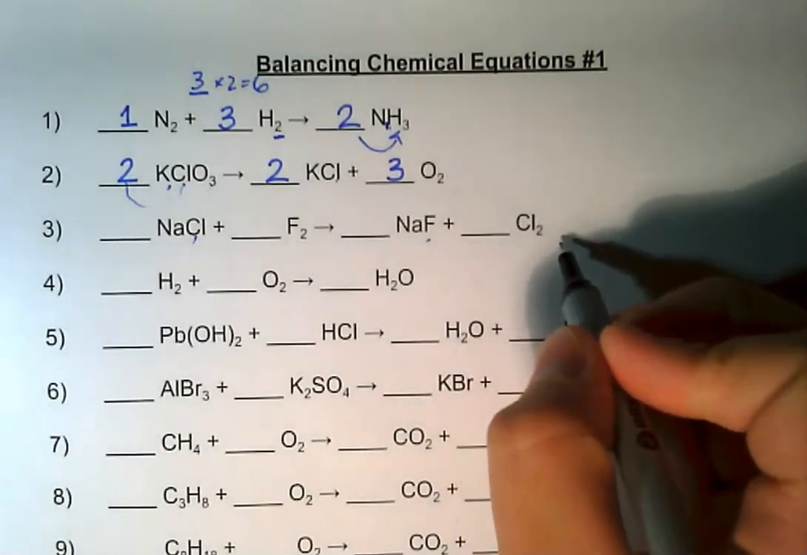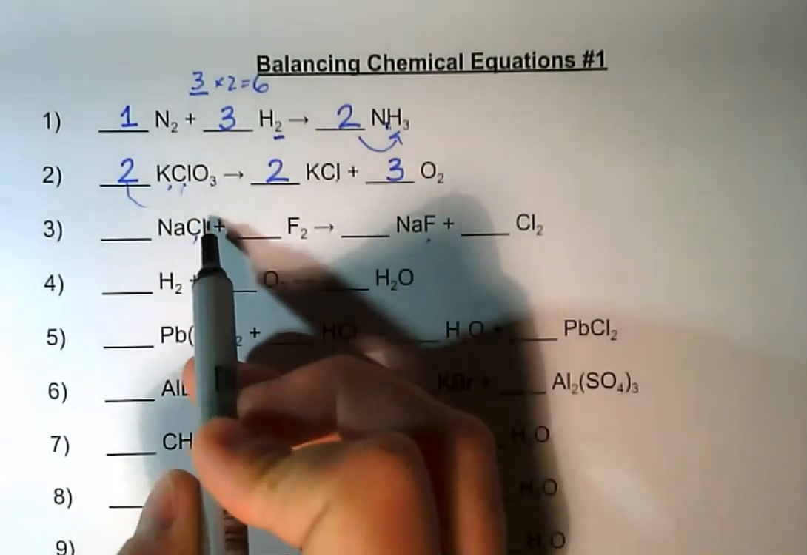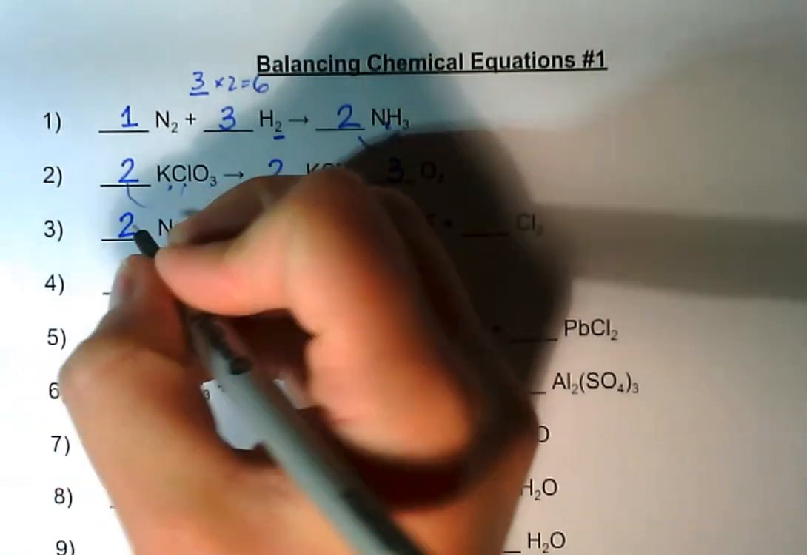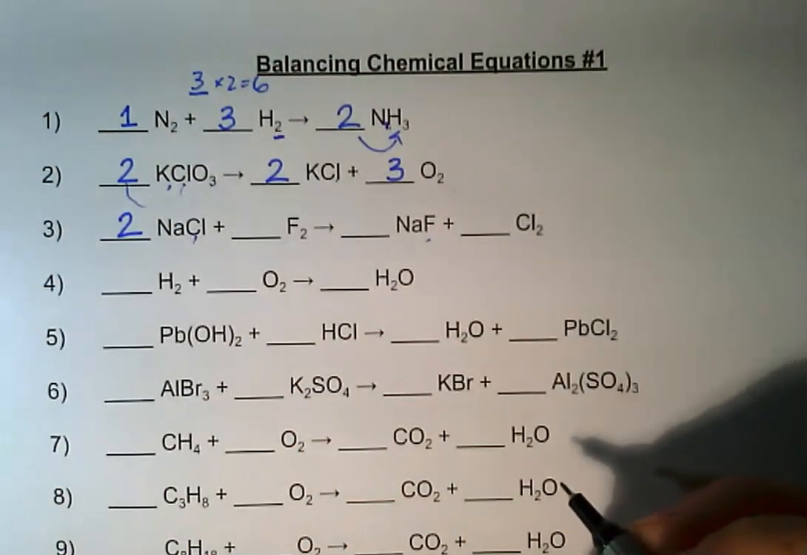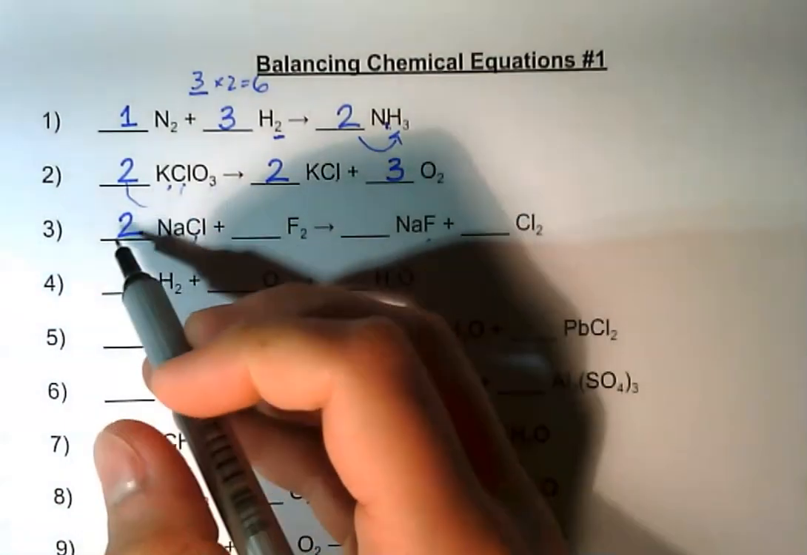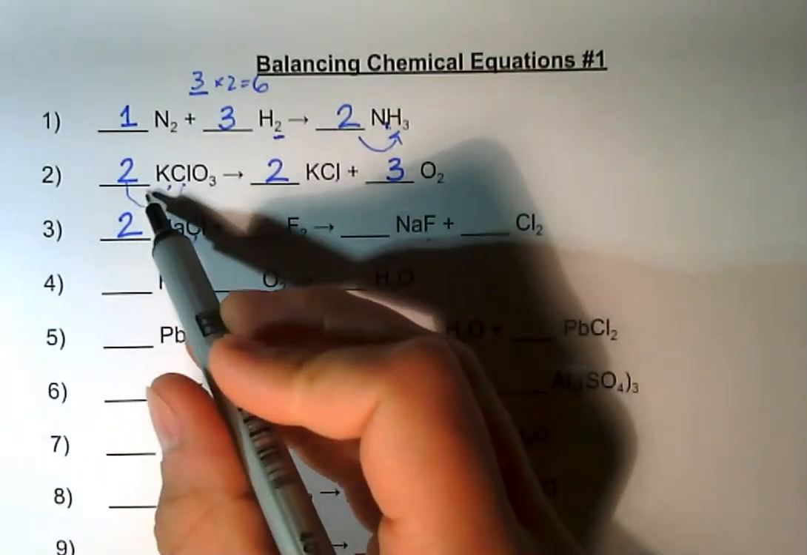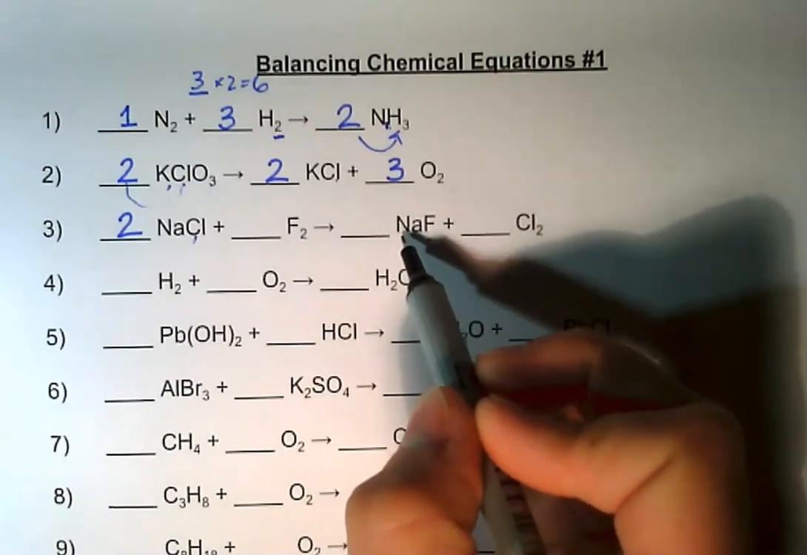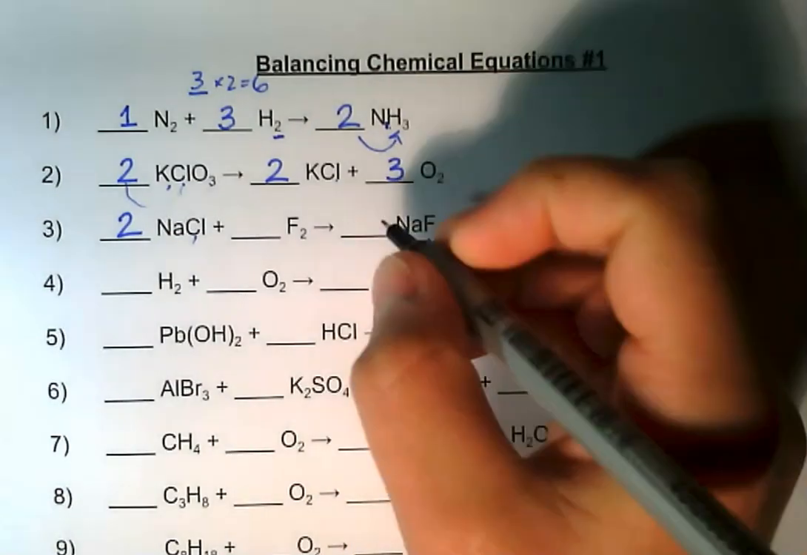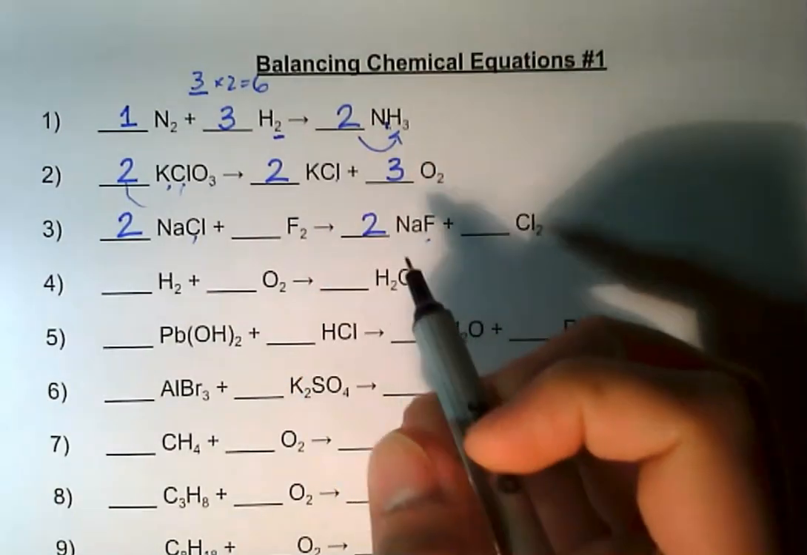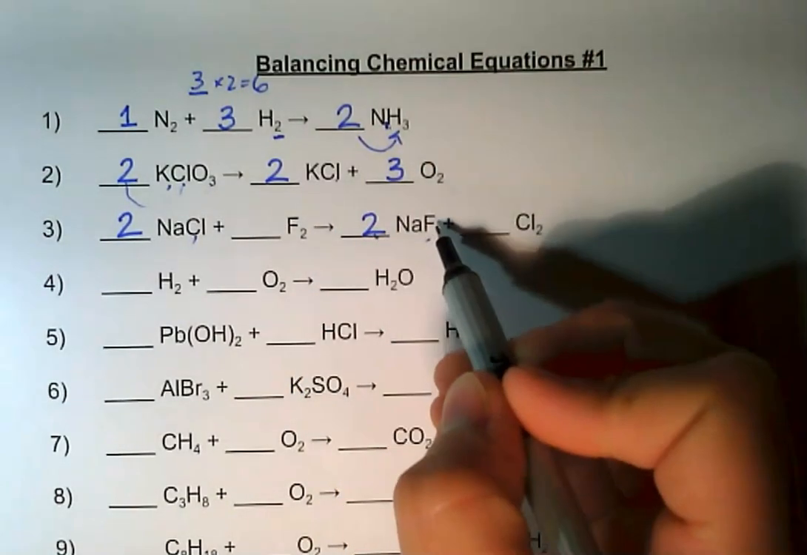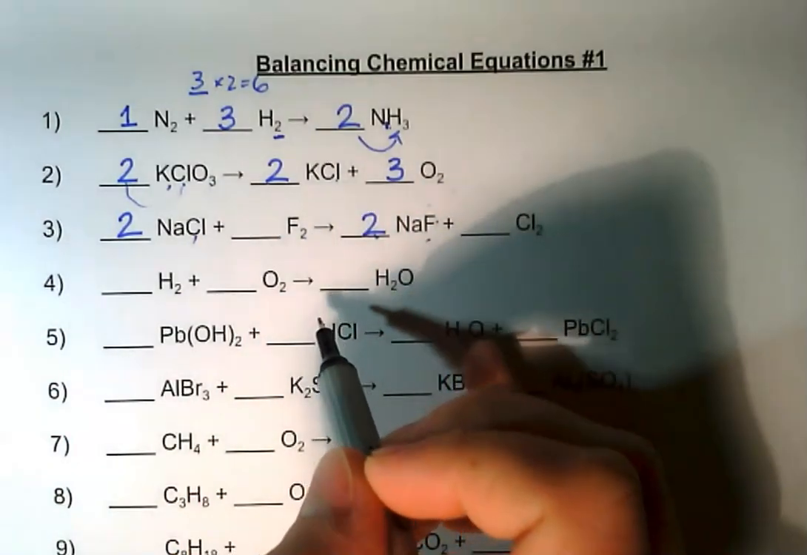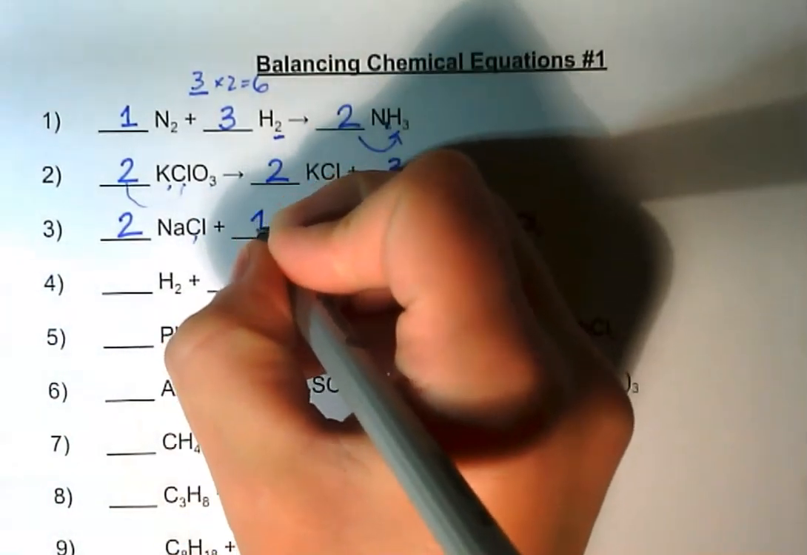So I have 2 chlorines on my product side, and I need to make 2 chlorines on my reactant side. So I'm going to put a coefficient of 2 in front of NaCl. Then, by doing that, I have made 2 sodiums, so I'm going to check that on the other side. Sodium, there's only 1 currently, so I'm going to double NaF. And by doing that, I did 2 times fluorine, 2 fluorines, and I already have 2 fluorines on my reactant side. So I'm going to put a 1.